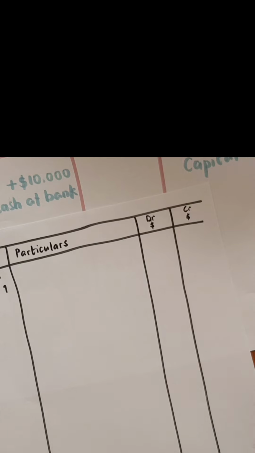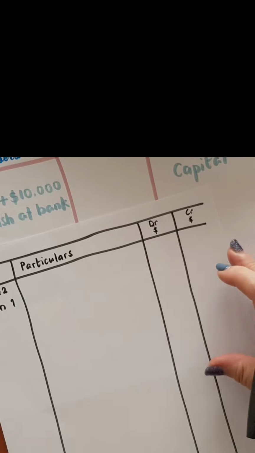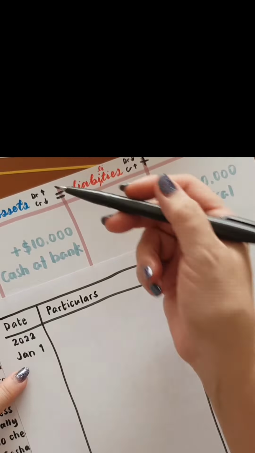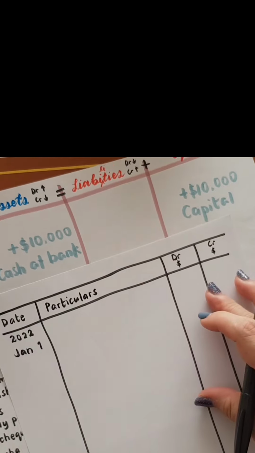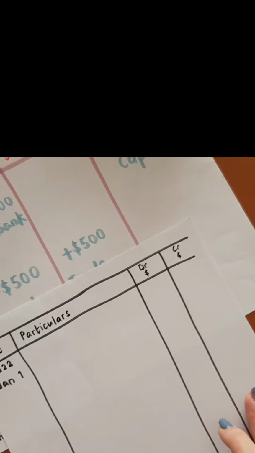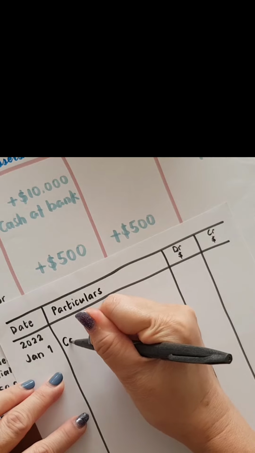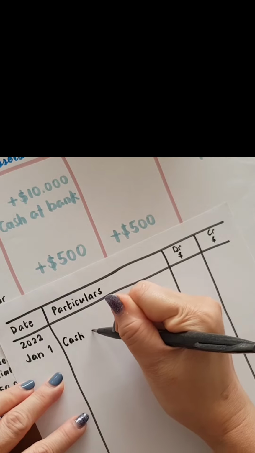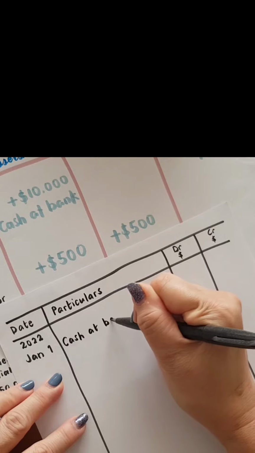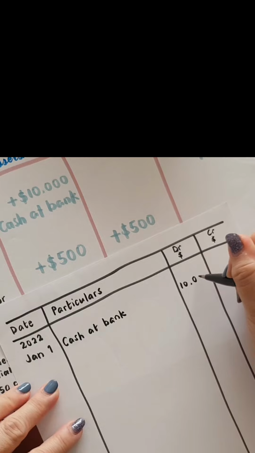Let's begin to analyze the transactions into debits and credits. For the first transaction, cash at bank increases, so that would be a debit. So I would debit cash at bank, and the equity increased, that would be credit capital. So I would write here the debit first, which is cash at bank. Okay, that's a debit of 10,000.